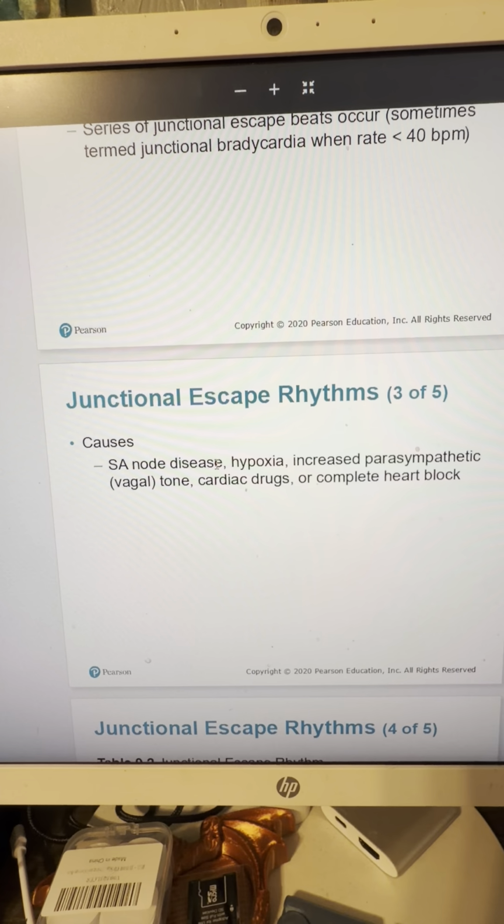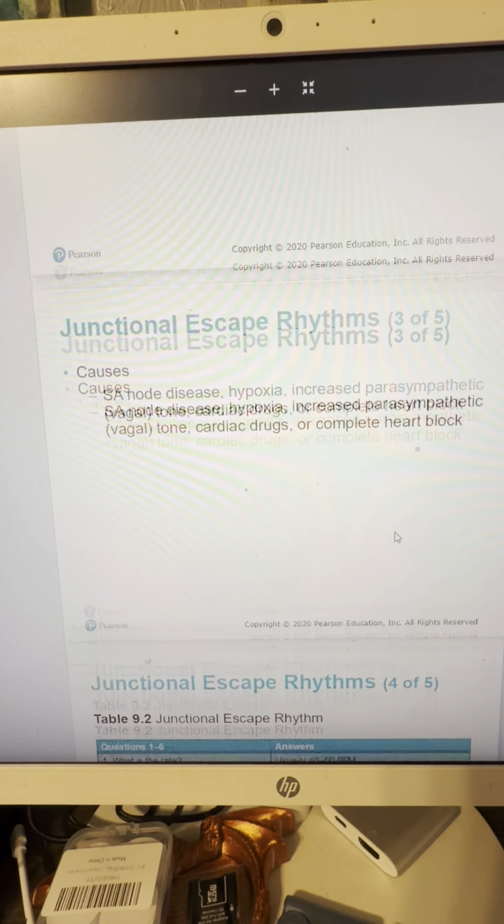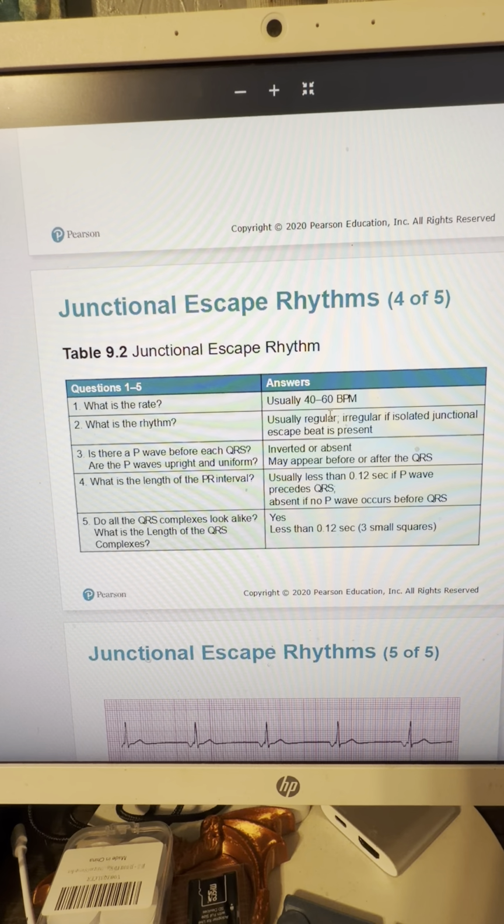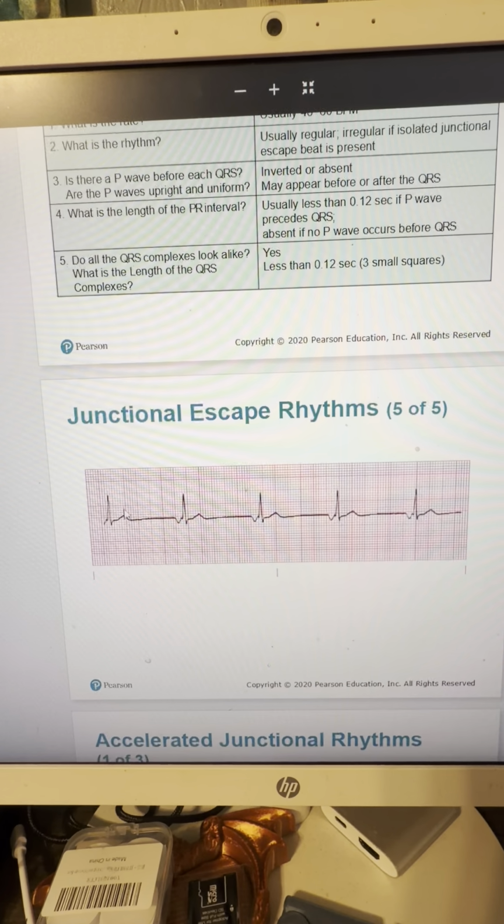So the causes are SA node disease, hypoxia, increased parasympathetic or vagal tone, so anything that can cause vagal responses, including different drugs. Cardiac drugs can cause it, or impending complete heart block. These are the rules, which we just went through. So if you look at this rhythm, you can't see this whole complex, but the overall rate is 50. So it's between that 40 and 60.